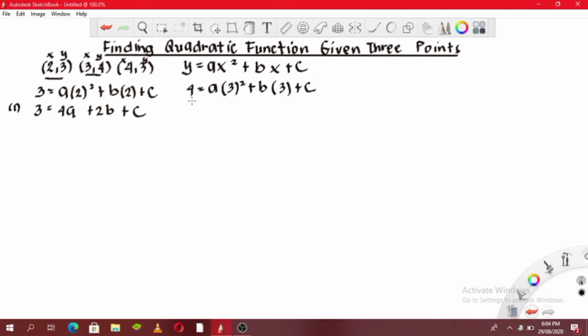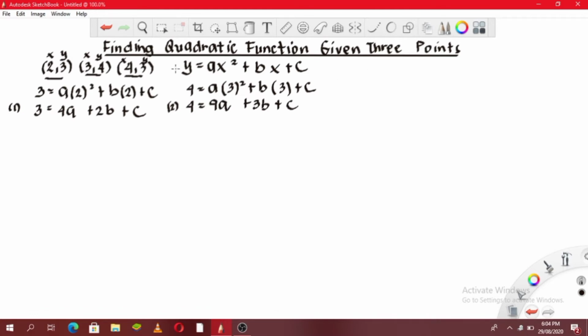So, ayusin natin, the same with what we did here on the first equation. So, this will become 4 equals a times 3 squared. 3 squared is 9. 9 times a is 9a. Then, plus b times 3, that is 3b plus c. So, this is equation number 2. Okay po? Let's have the third equation, or the third point rather, 4, 3.